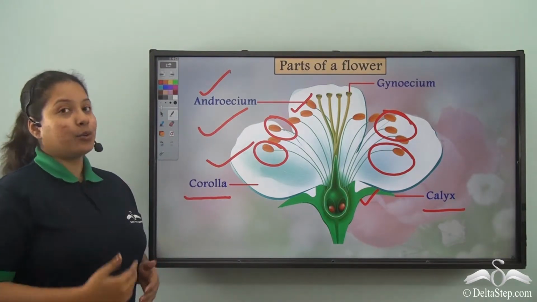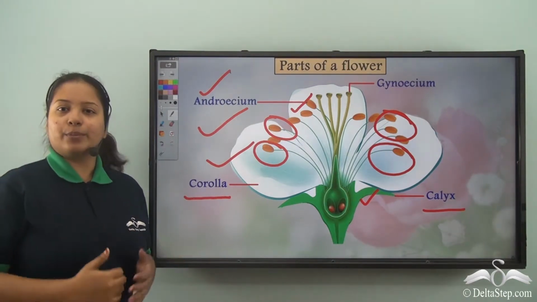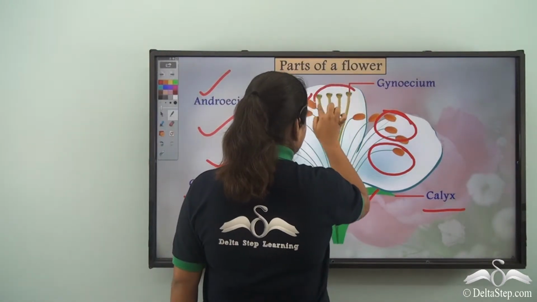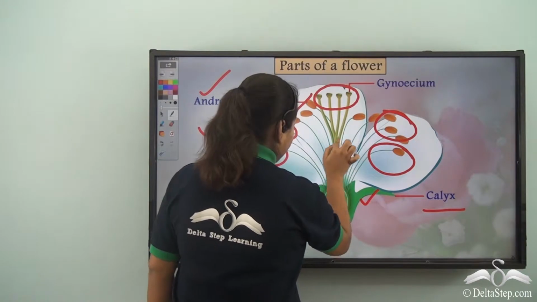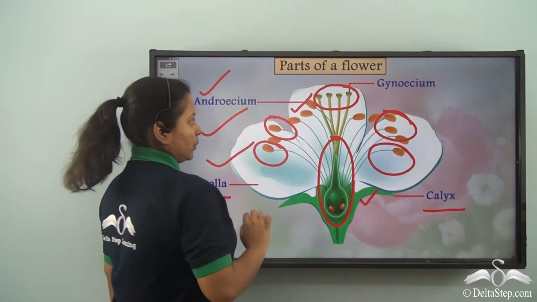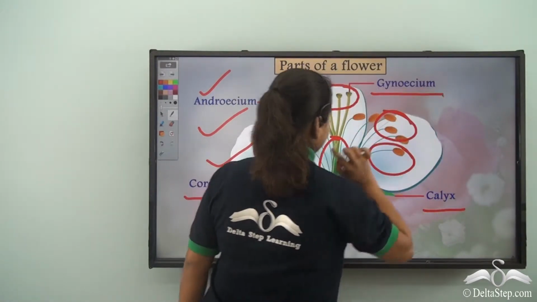And finally, we have got the female reproductive part. And over here you can see these are the female reproductive part. And this is known as gynoecium.